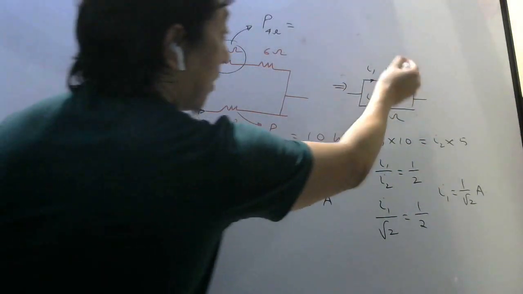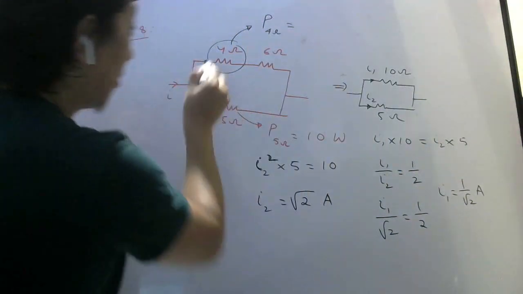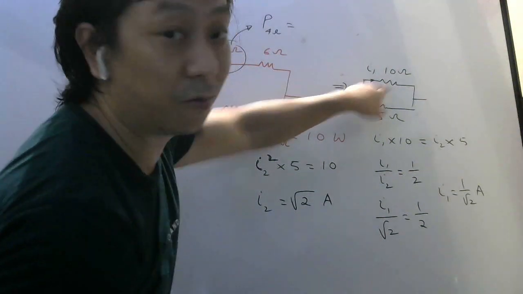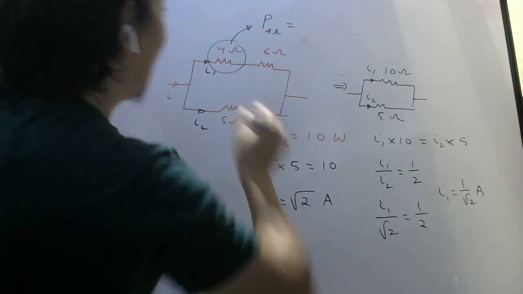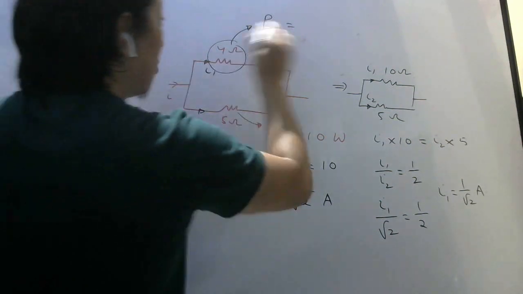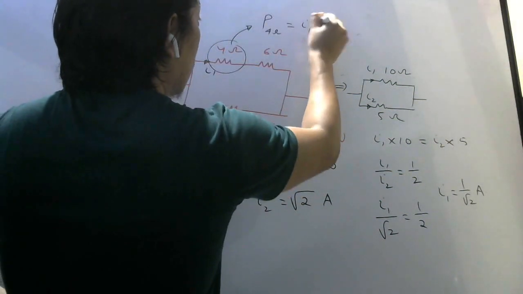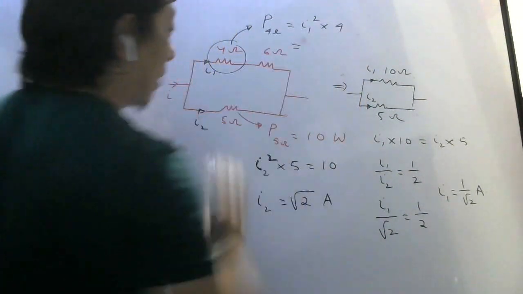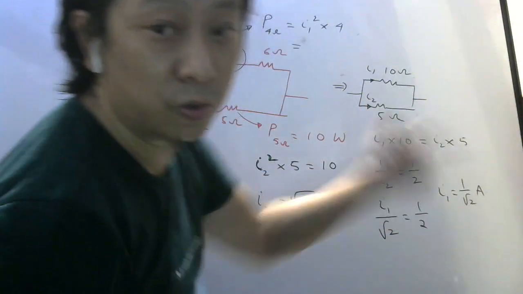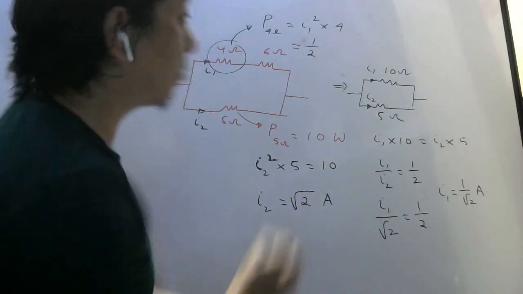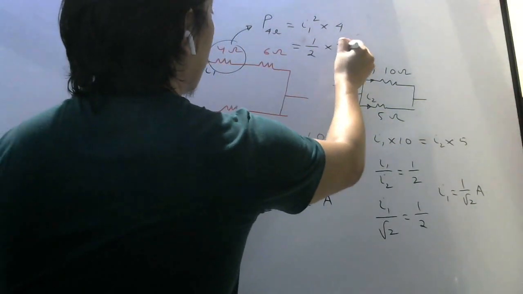Power consumed by 10 ohm is not what they are asking. Power consumed by 4 ohm they are asking. Current will be the same in 4 ohm and 10 ohm, because it is in series. So current flowing here will be I1. So power will be I1 square into this resistance, which is 4. I1 is 1 by root 2. Square will be 1 by 2, into 4. So the answer is 2 watt.